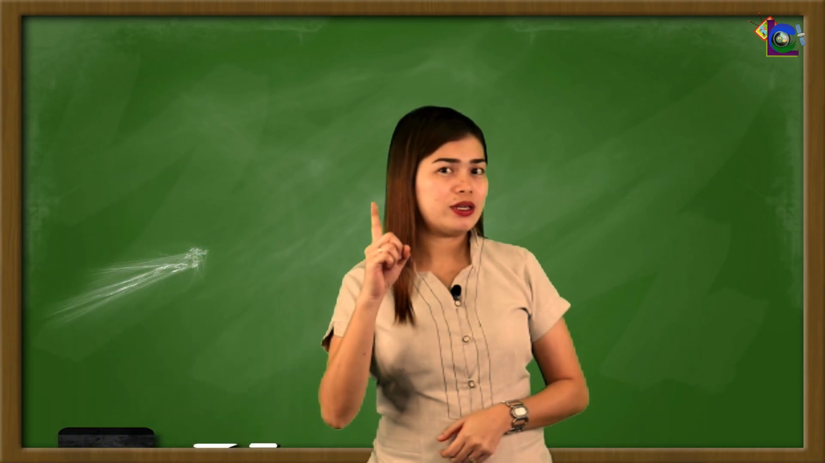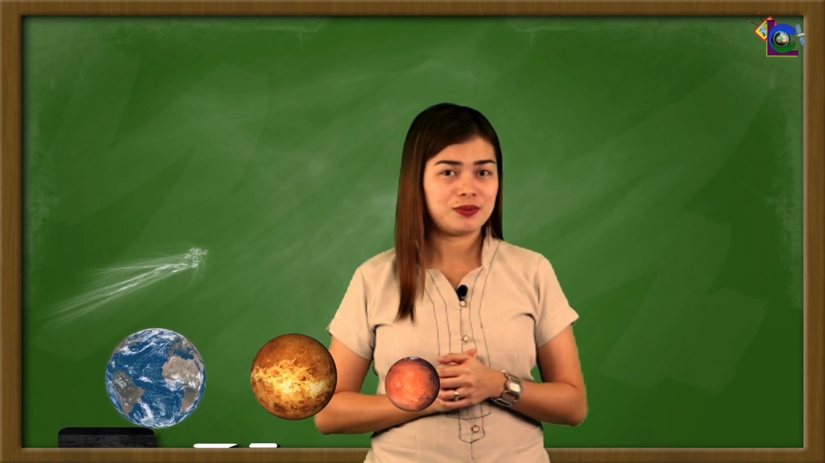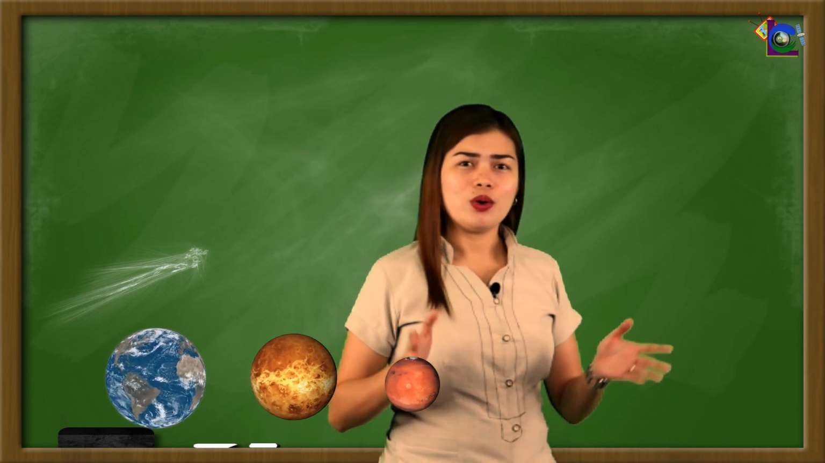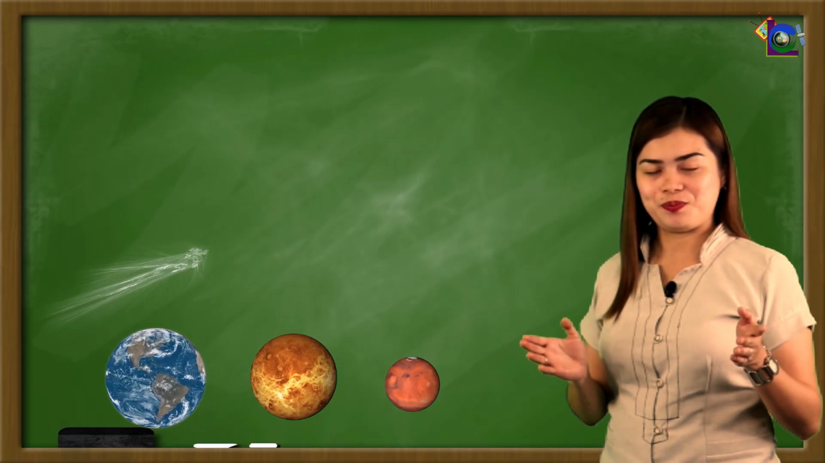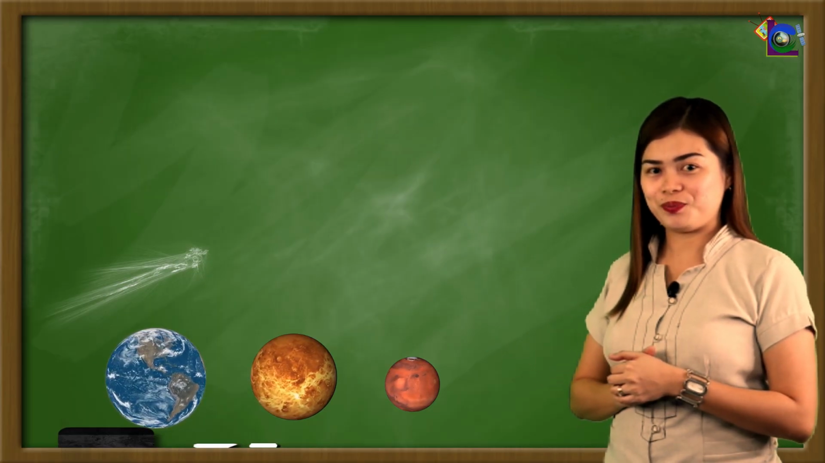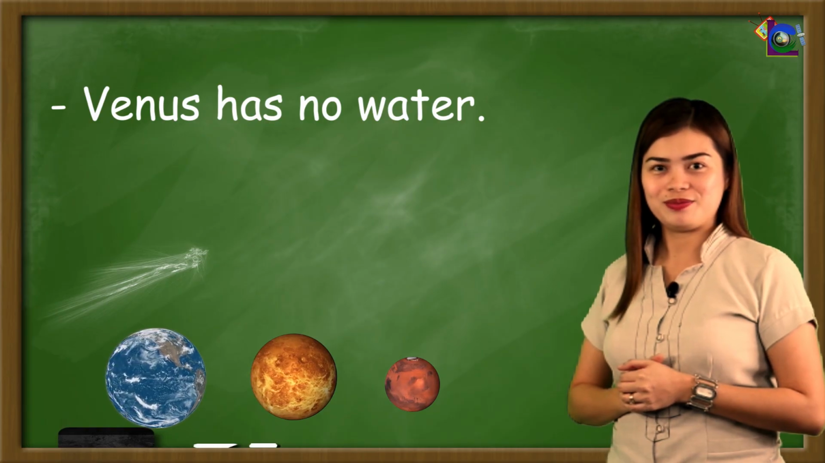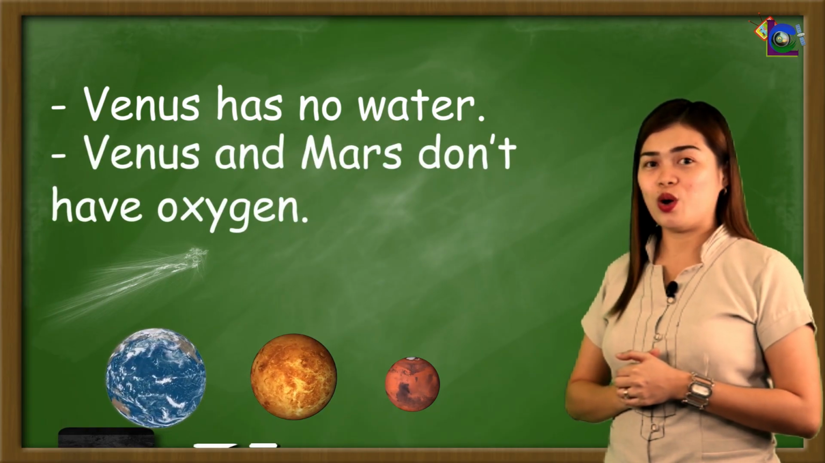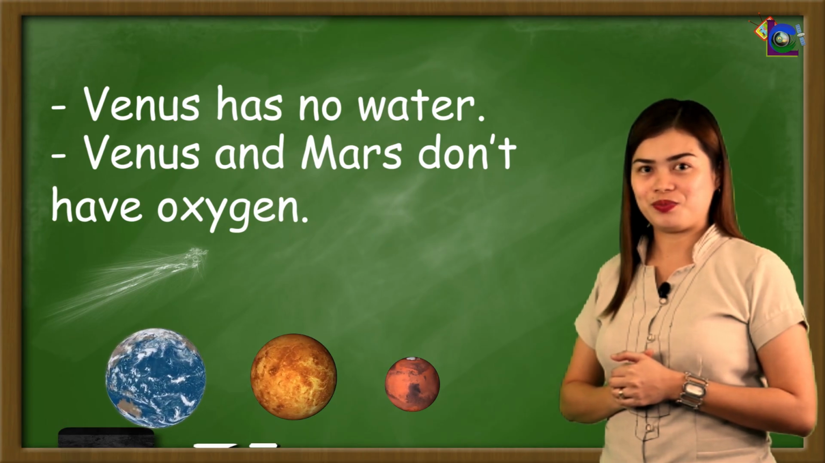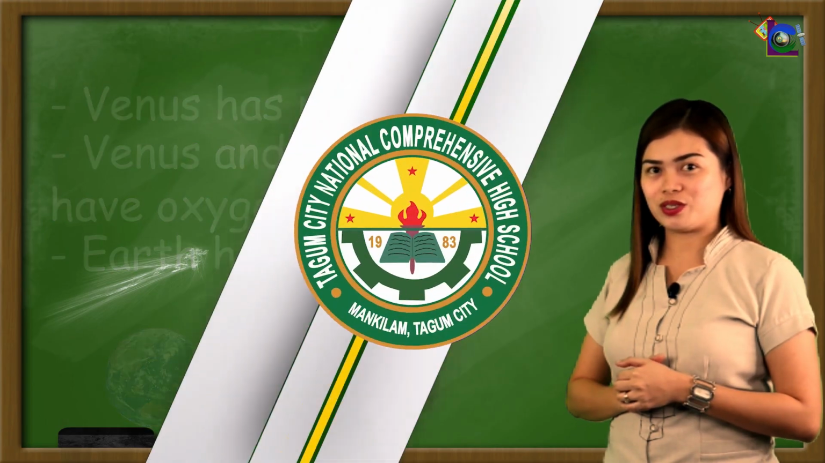Have you wondered about the differences between Earth, Venus, and Mars? Earth, Venus, and Mars have differences. First, Venus has no water. Second, Venus and Mars don't have oxygen. And third, Earth has life forms.